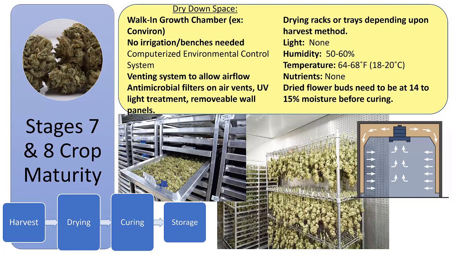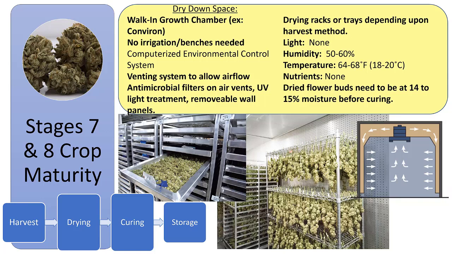You want to let them dry to 14 to 15% moisture pre-curing. And the dry down space is just like a vegetative space, but no irrigation, no conditions needed for plants, but it's basically a walk-in growth chamber. It needs venting to allow for airflow, and it really, really needs to be sterile because mold or fungal diseases can wipe out an entire crop if your dry down space does not have adequate airflow or is not clean before you put plants in there.